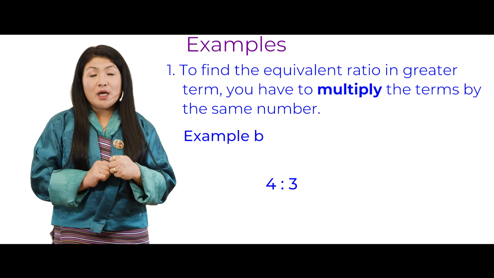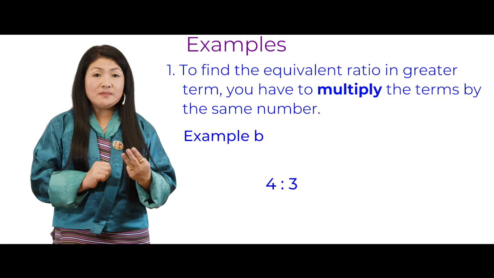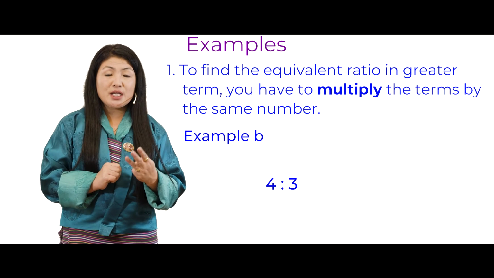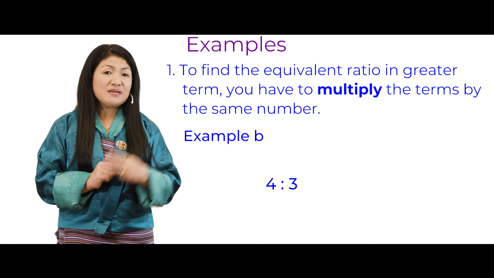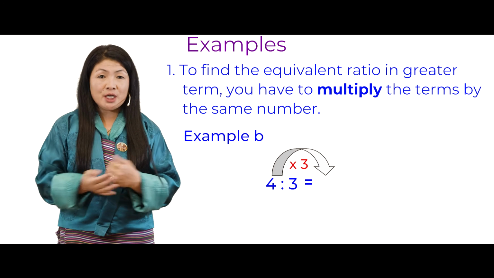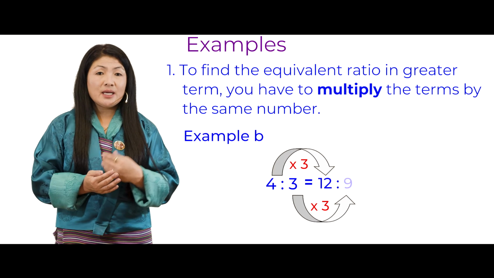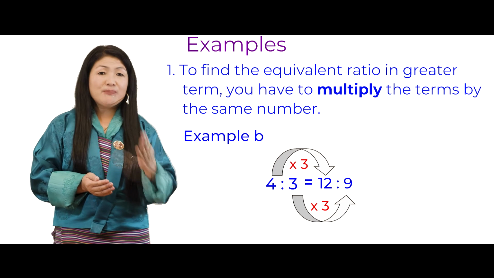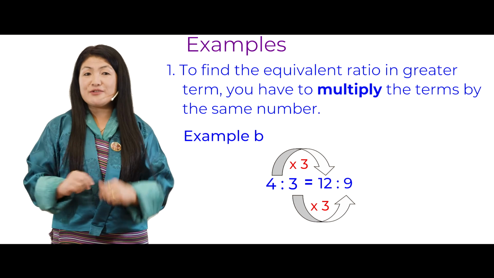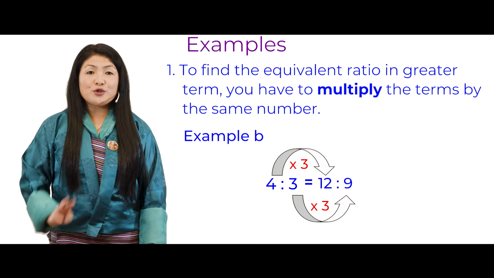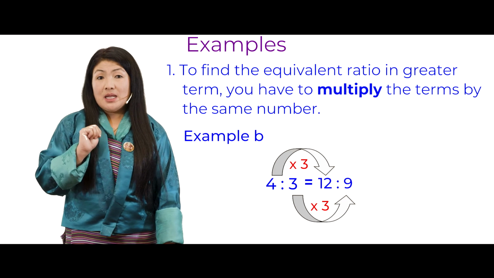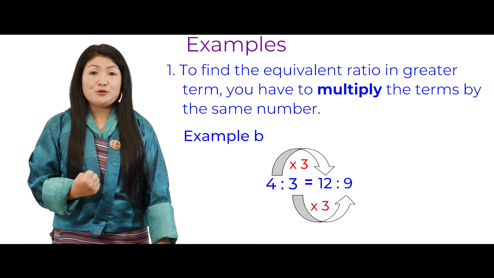Now here we will multiply the terms by 3, number 3. So 4 times 3 we will get 12 here, and 3 times 3 we get 9. Again we can say 12 to 9 is equivalent ratio of 4 to 3. Let's look at example number 2.